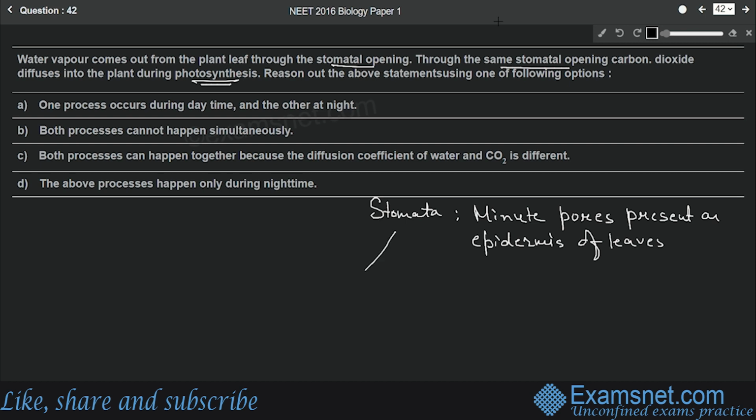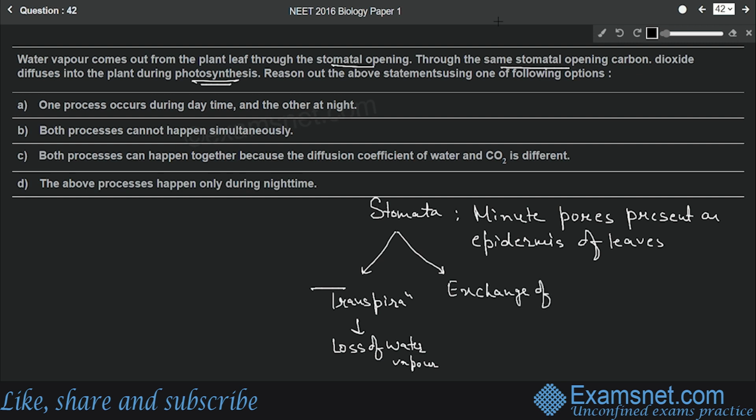Now there are two major functions of stomata. One is transpiration, that is loss of water in the form of water vapor. Okay, loss of water vapor, that is evaporation, right? And the second one is exchange of gases.